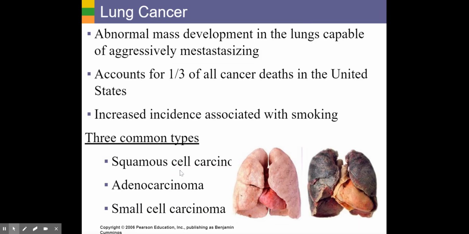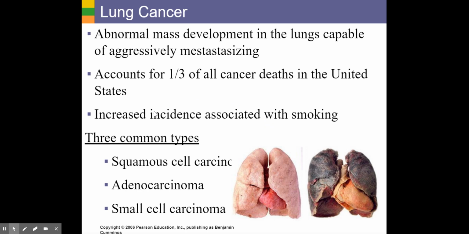Right. Other ones we see are cancers of the lungs. So these are just abnormal masses that tend to develop in the lung. Problem with that is because lung tissue tends to turn over pretty quickly and regenerate, we tend to see these types of cancers to be really aggressive, and they can metastasize, meaning they move to other parts of the body. You can see the numbers here. They account for about 1/3 of all cancer deaths in the United States.